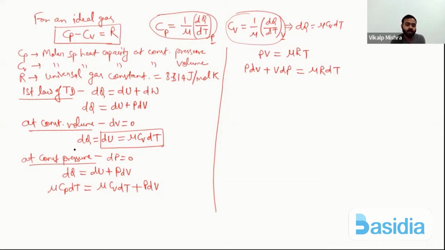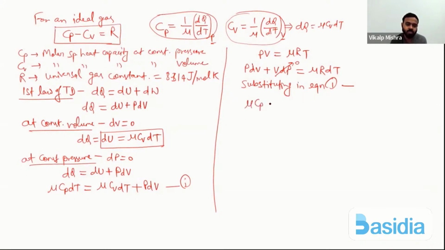Now see, we are dealing with a constant pressure process, so dP equals 0. Now PdV equals what? Mu R dT. This is the first equation. So substituting the value of PdV, mu R dT, in equation 1.